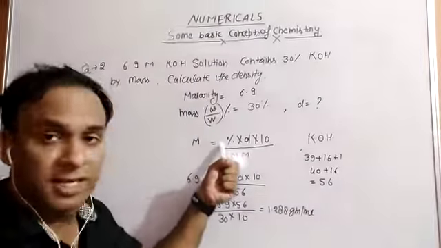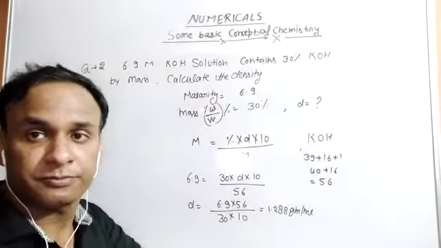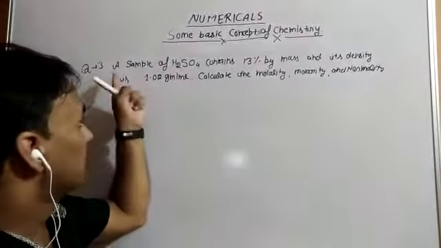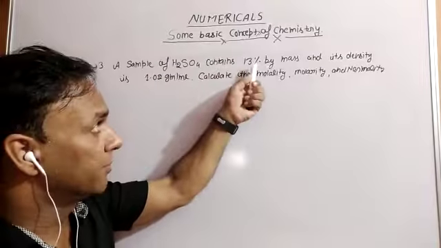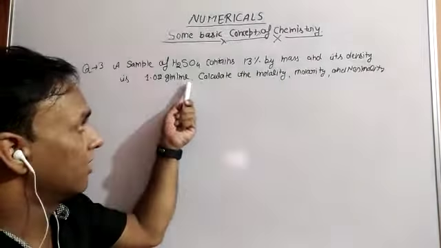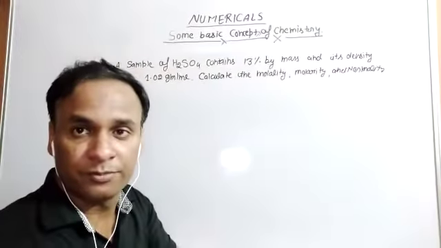Molarity is equal to mass percent into density into 10 upon molar mass. Now the next numerical: a sample of sulfuric acid contains 13% by mass and its density is 1.02 gram per ml. Calculate the molality and normality of the solution.